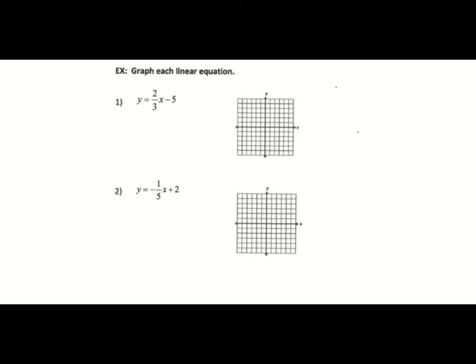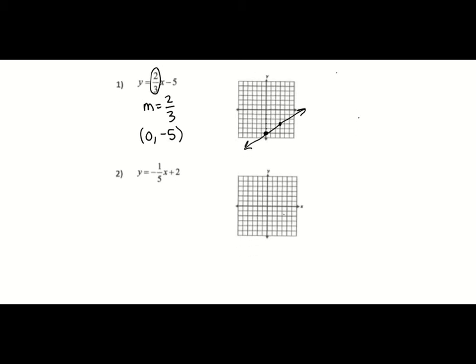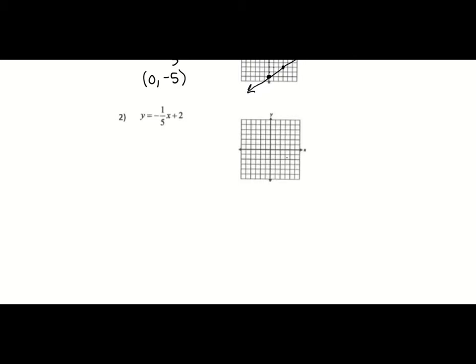So let's try number 2. First step, get y by itself. That part's done for us, so we don't have to do it. Our slope is -1 over 5. And our y-intercept is (0, b), which is (0, 2).